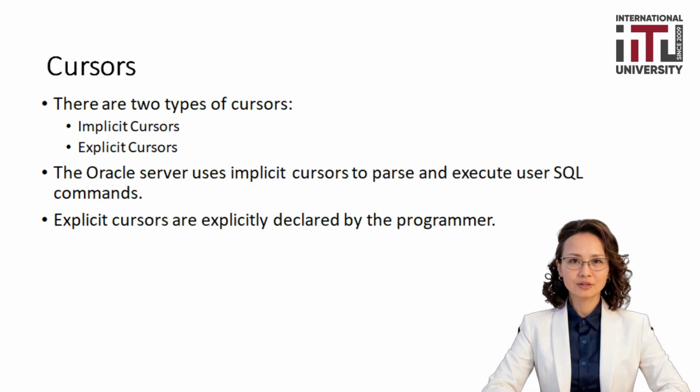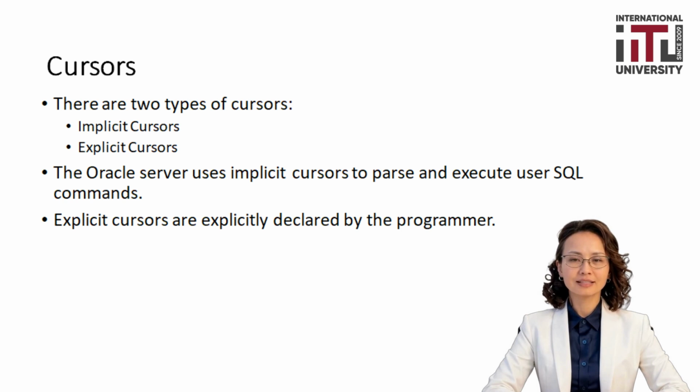In PL/SQL, there are two main types of cursors: implicit cursors and explicit cursors. Implicit cursors are automatically created by the Oracle server whenever a SQL statement is executed. Developers do not need to declare them. Oracle uses these cursors to parse, execute, and manage SQL commands behind the scenes.